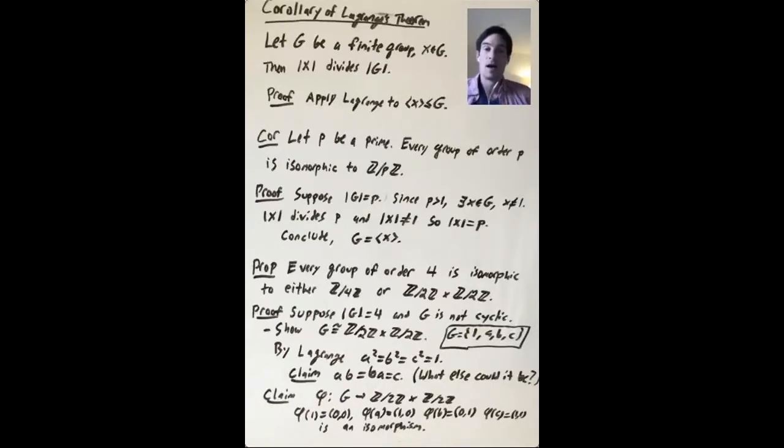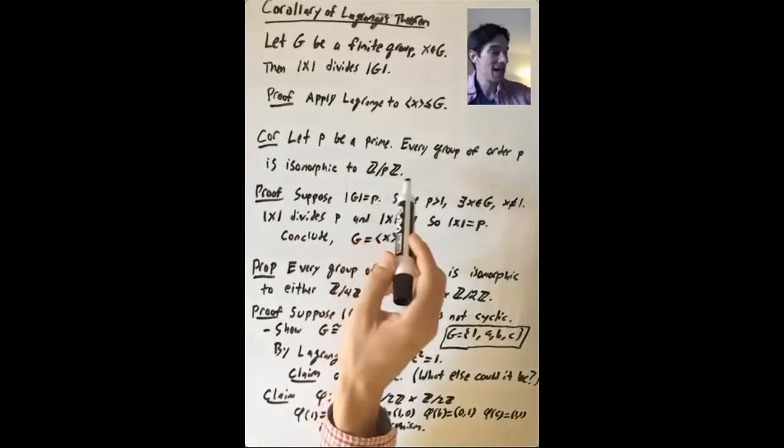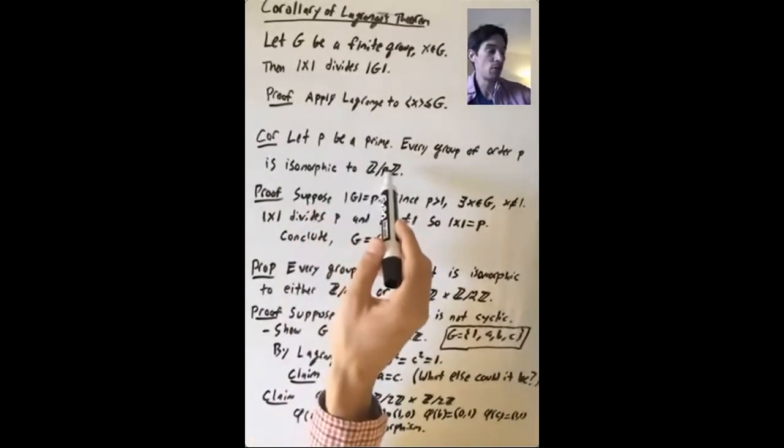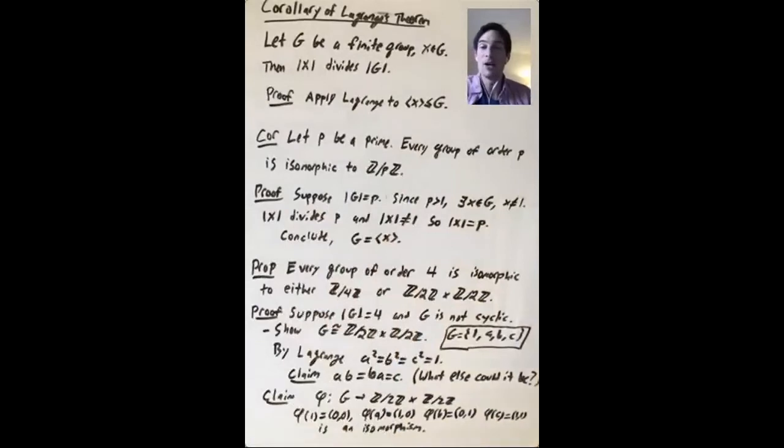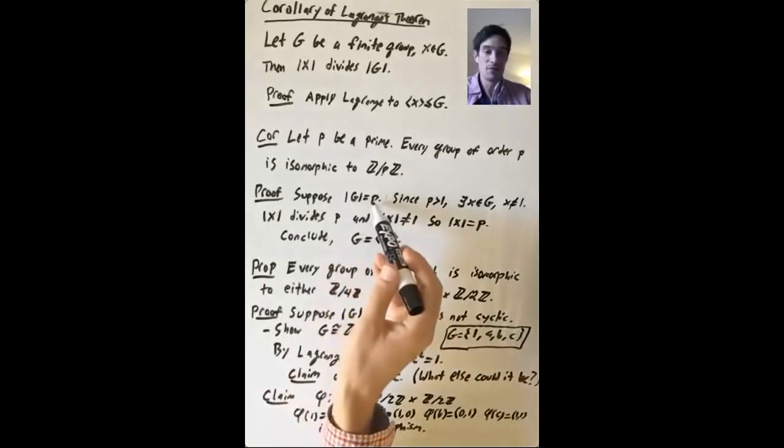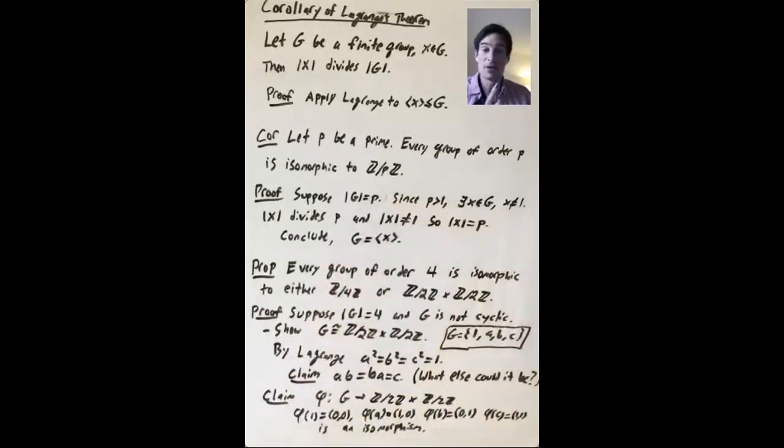So we already know that every cyclic group of order n is isomorphic to Z mod NZ. So if we want to show that any group of order P is isomorphic to Z mod PZ, well, we already know that every cyclic group of order P is isomorphic to Z mod PZ. So we just need to show that any group of order P is cyclic. So let's suppose G is a group of order P. P is bigger than 1, which means there's some element in G that's not the identity element.